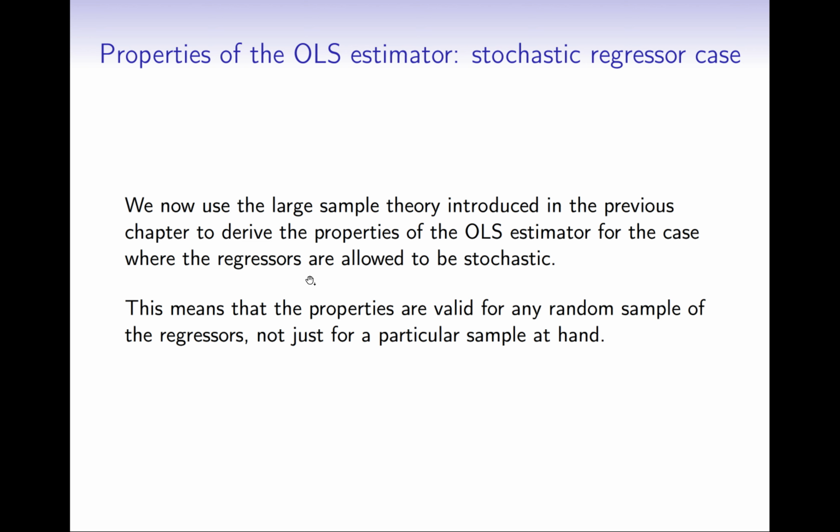Okay, so before, recall when we did the distribution theory for beta hat, we assumed fixed regressors, which means we're just treating the x's as constant. Now we're going to treat the x's also as random variables. So whatever properties we derive are valid for any random sample of the regressors. This is actually a more modern way to show the properties of the OLS estimator.